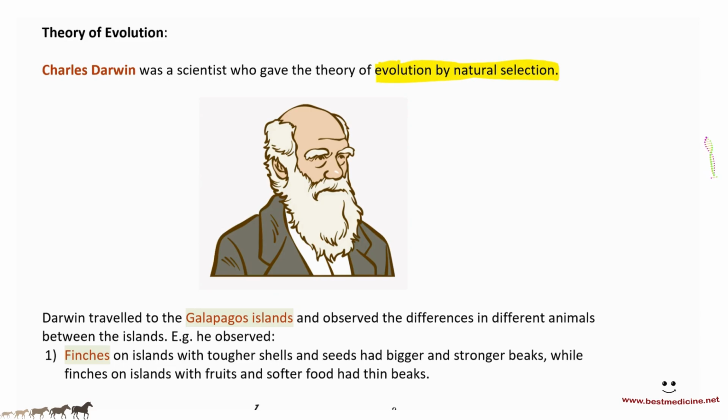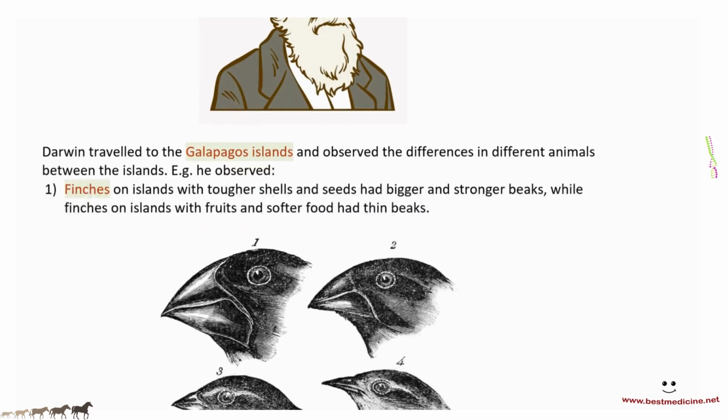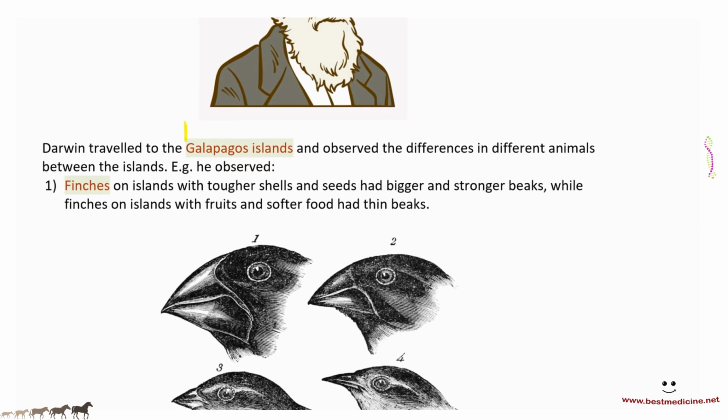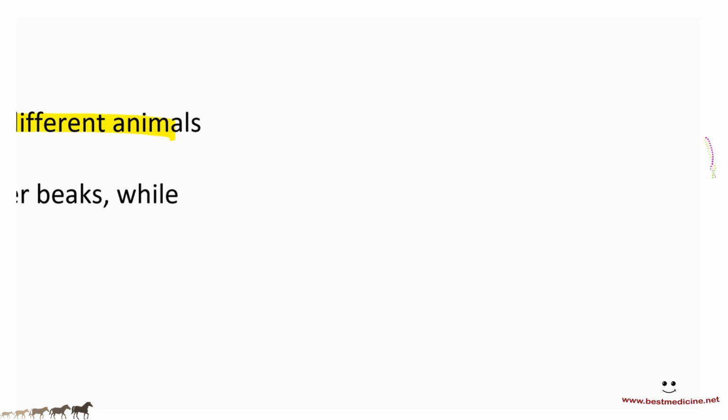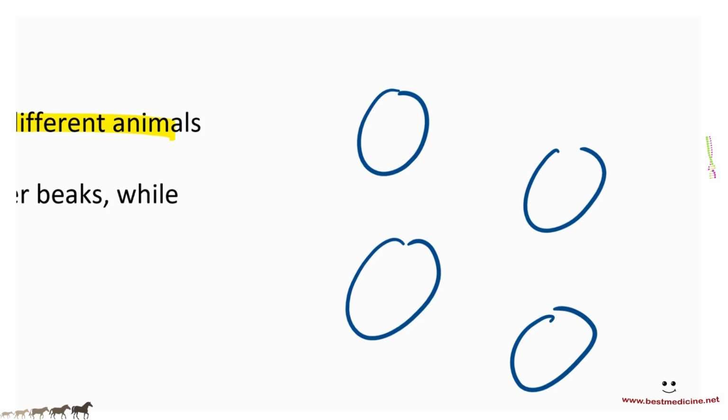Essentially, Darwin traveled to the Galapagos Islands and observed the differences in animals between the islands. Let me quickly explain this to you. You have the sea, right? And the sea has a couple of islands nearby. So here's one island, another island, and so on. Each of these islands is going to have its own different environment. This one might have different fruits, this one might have different foods, and so on.